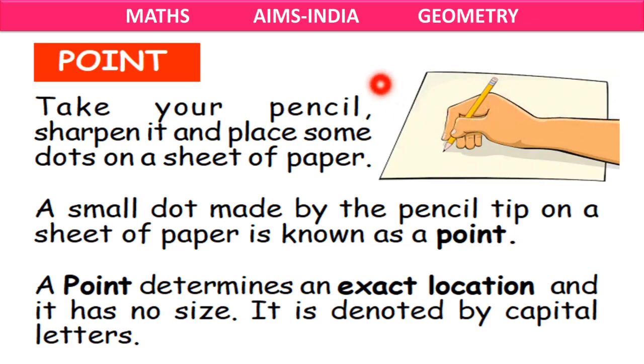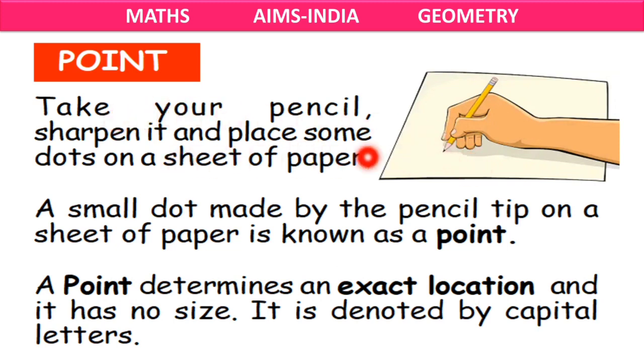Now coming to the next topic, that is point. Take your pencil, sharpen it and place some dots on a sheet of paper. A small dot made by the pencil tip on a sheet of paper is known as a point. A point determines an exact location and it has no size. It is denoted by capital letters. We are going to learn about point.